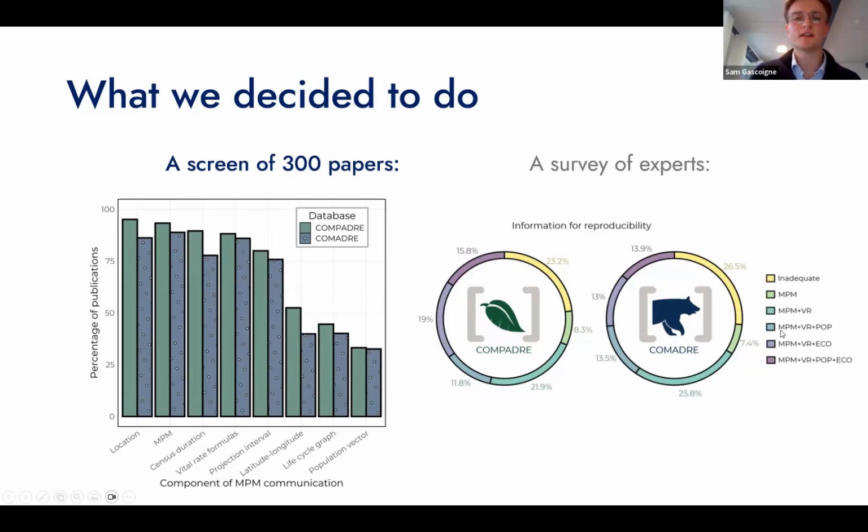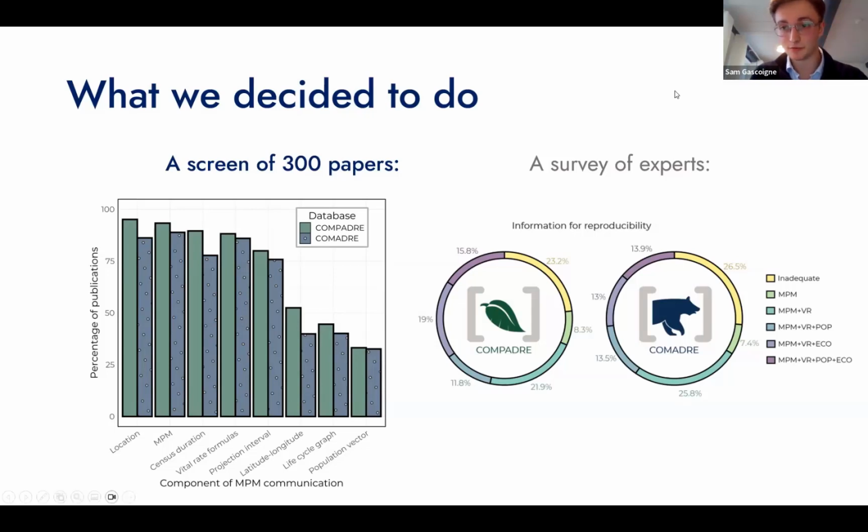Each of the intermediates is adding layers. So the MPM plus VR is MPM plus the demographic rate decomposition. Plus POP means adding the population vector. Plus eco means having the latitude and longitude coordinates. Whereas what we always want is for all the papers to be in this purple band. But what really shocked us is that less than 16% across both databases are reaching this gold standard of MPM communication. So that was the first avenue for us to get a state of the current affairs.